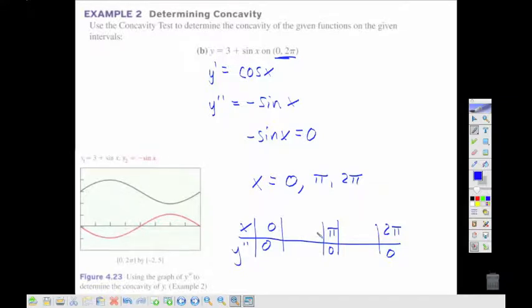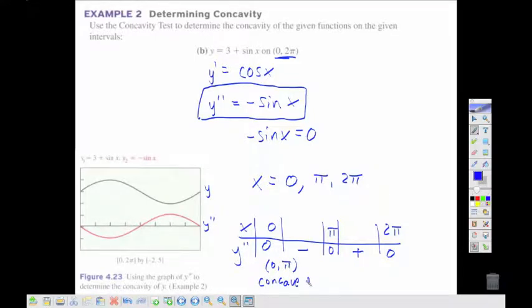So if I plug in a value between 0 and pi into negative sine of x, because we're looking at our second derivative here, we're always going to get a negative value. Plug in from here to here, we'll always get a positive value. This red then is the graph of our second derivative, where this is the graph of our original function. We can see again negative values and then positive values. So these negative values tell me that from 0 to pi we are concave down, and from pi to 2 pi we are concave up.